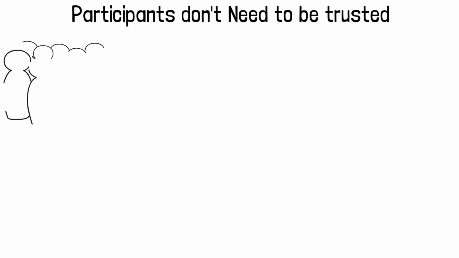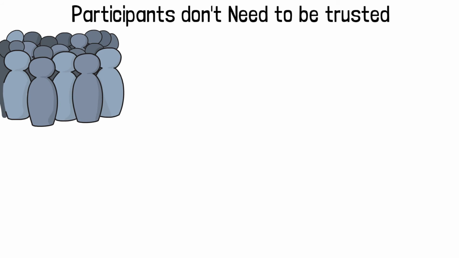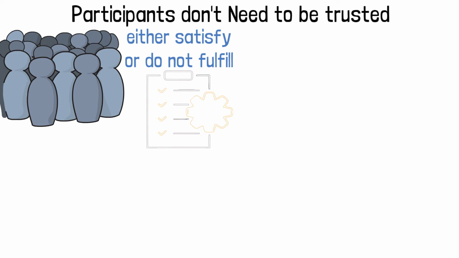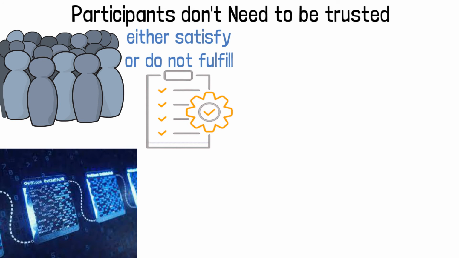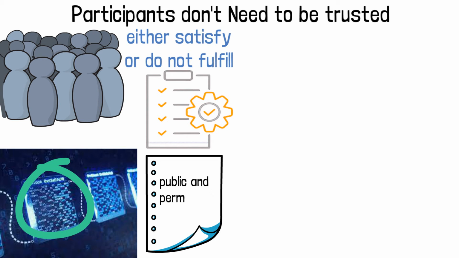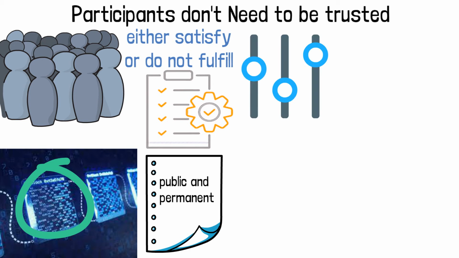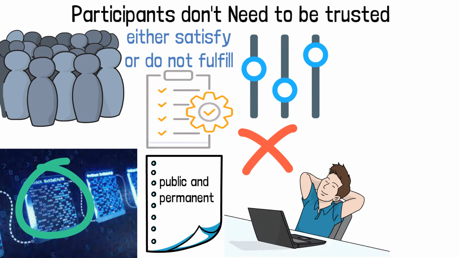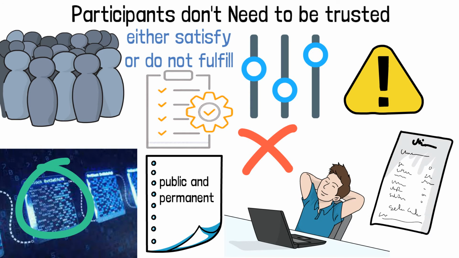Participants don't need to be trusted. A DAO is designed so that participants do not need to trust one another. Participants either satisfy or do not fulfill the smart contract's responsibilities. The contract conditions and all participant actions are published in code on the blockchain, making the information public and permanent. A distrust of centralized human control is baked into the DAO philosophy. No CEO may authorize expenditure based on their whims, and there is no risk of a shady CFO manipulating the accounts.